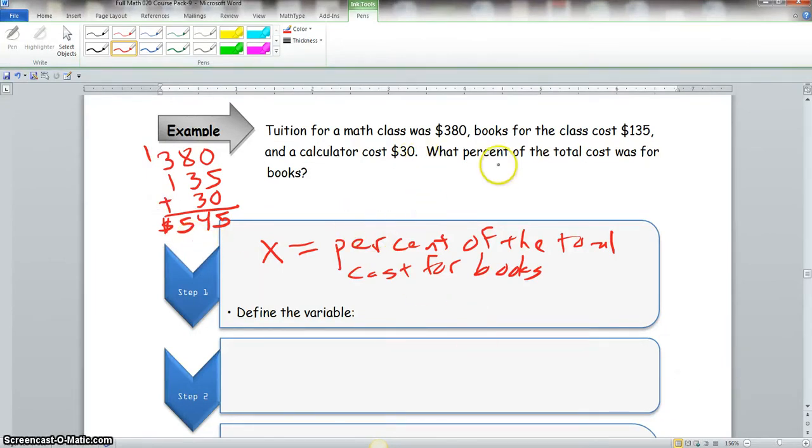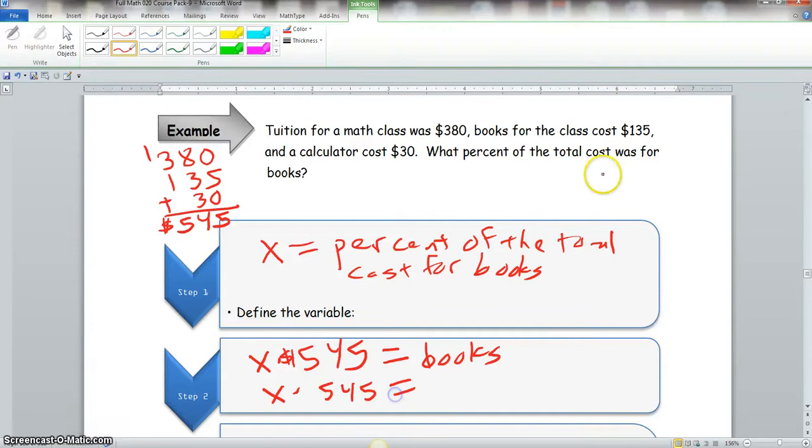So now we want to write out this formula. It says what percent, which we know is X because we don't know what the percent is, of the total cost. The total cost is $545, which we did over here, was for books. So that equals whatever books cost. Now we could substitute in the value for books, so it'll be X times 545 is equal to the book cost, which is $135.